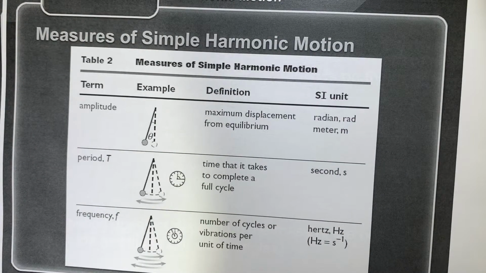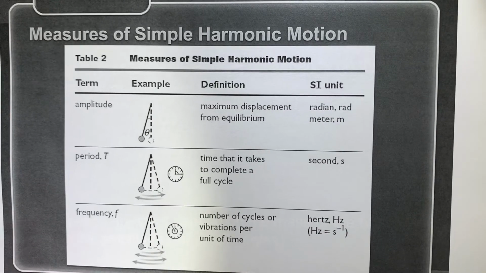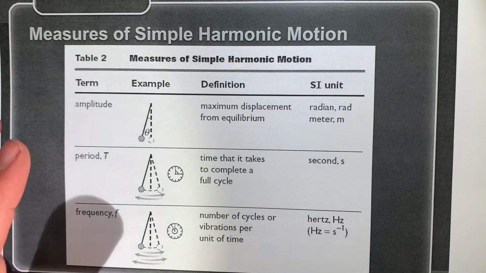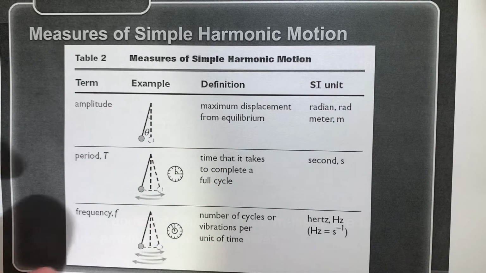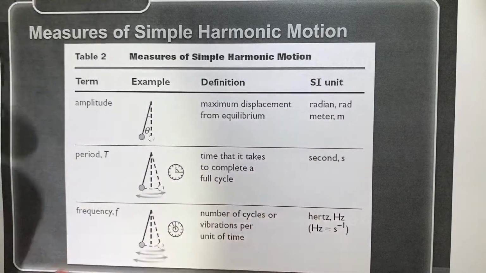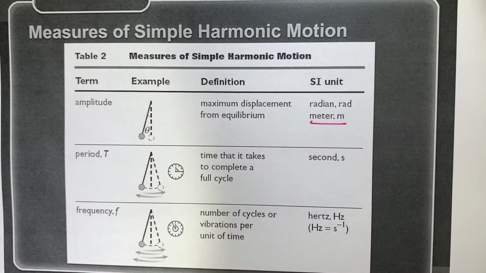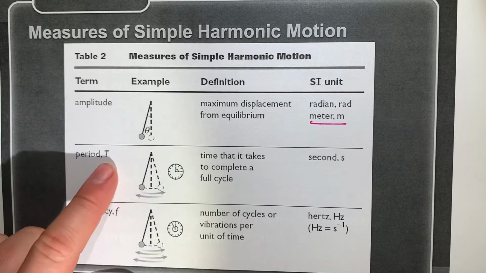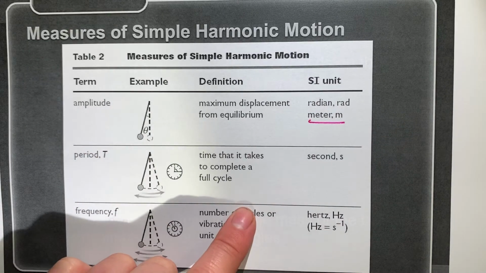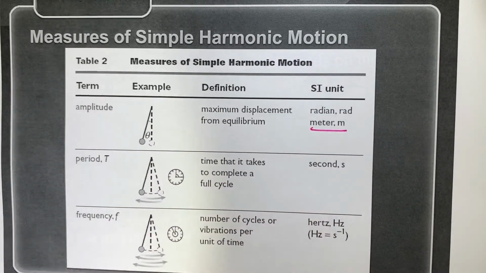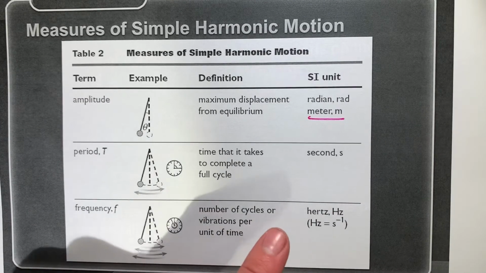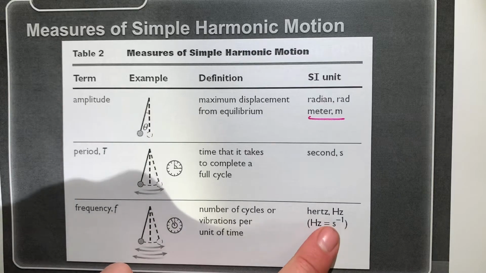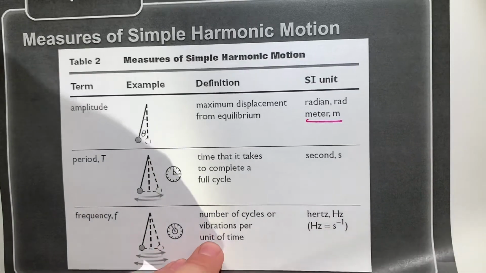All right, table 2 gives us a quick rundown of some measures, and it's a nice little reminder of some things that we're looking for and how things are measured. For amplitude, definition, maximum displacement from the equilibrium. It's measured in radians or meter. We're going to be sticking with meter. The period, denoted by capital T, the time it takes to complete a full cycle, it's measured in seconds. And lastly, frequency, the number of cycles or vibrations per unit of time, measured in hertz, or s to the minus 1, per second, okay?